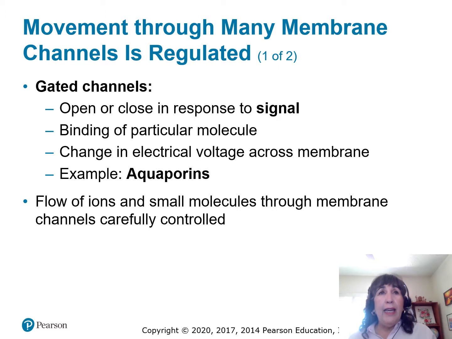Then we can have gated channels. Well, a gated channel means there's a gate that opens and closes this opening. And usually there's some type of signal, and the signal is usually a change in the charge of the membrane. So a change in electrical voltage running across the membrane will either open or close a channel. You know what this reminds me of? It's like when someone has a swipe card that can open and close a door, or one of those gated arms that you see in a parking garage.